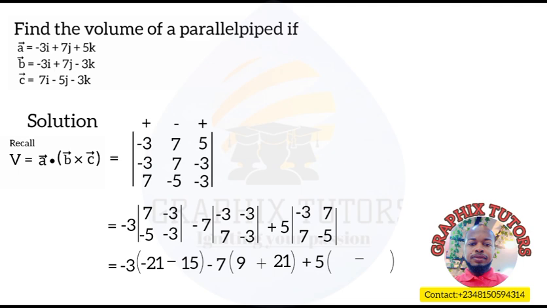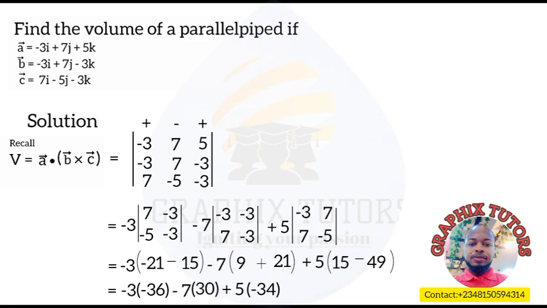Now we'll go to that of plus 5. Minus 5 will multiply minus 3, we have 15. Then 7 will multiply 7, we have 49, right? This is what we have. So if I simplify this further, I'll have minus 3, open bracket, minus 21 minus 15 will give us minus 36. Minus 7, open bracket, 9 plus 21 will give us 30. Plus 5, open bracket, 15 minus 49 will give us minus 34.